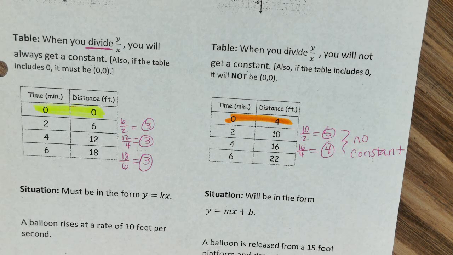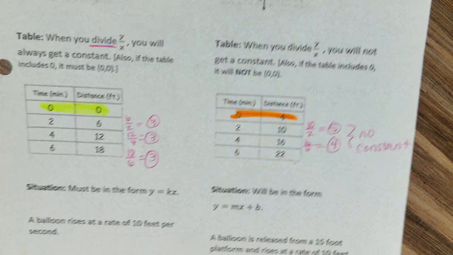Any questions on how to tell if a table is proportional or not? Super, super easy. Literally just divide. If you get the same answer, it's proportional. If you don't, it's not. Okay, how about a situation?